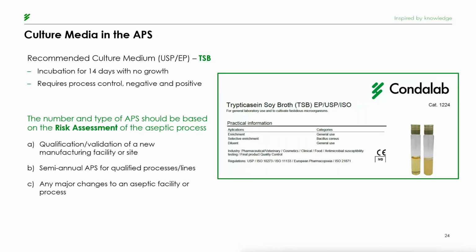So, how frequently should an APS be performed? That really is going to depend on the risk assessment of the aseptic process, and also situations such as validation of a new manufacturing facility or site, on a semi-annual basis for already validated lines and processes, or when a major change occurs in an aseptic facility or process. It is evident that the more APS are carried out and with periodicity, the greater control there will be over the aseptic process.